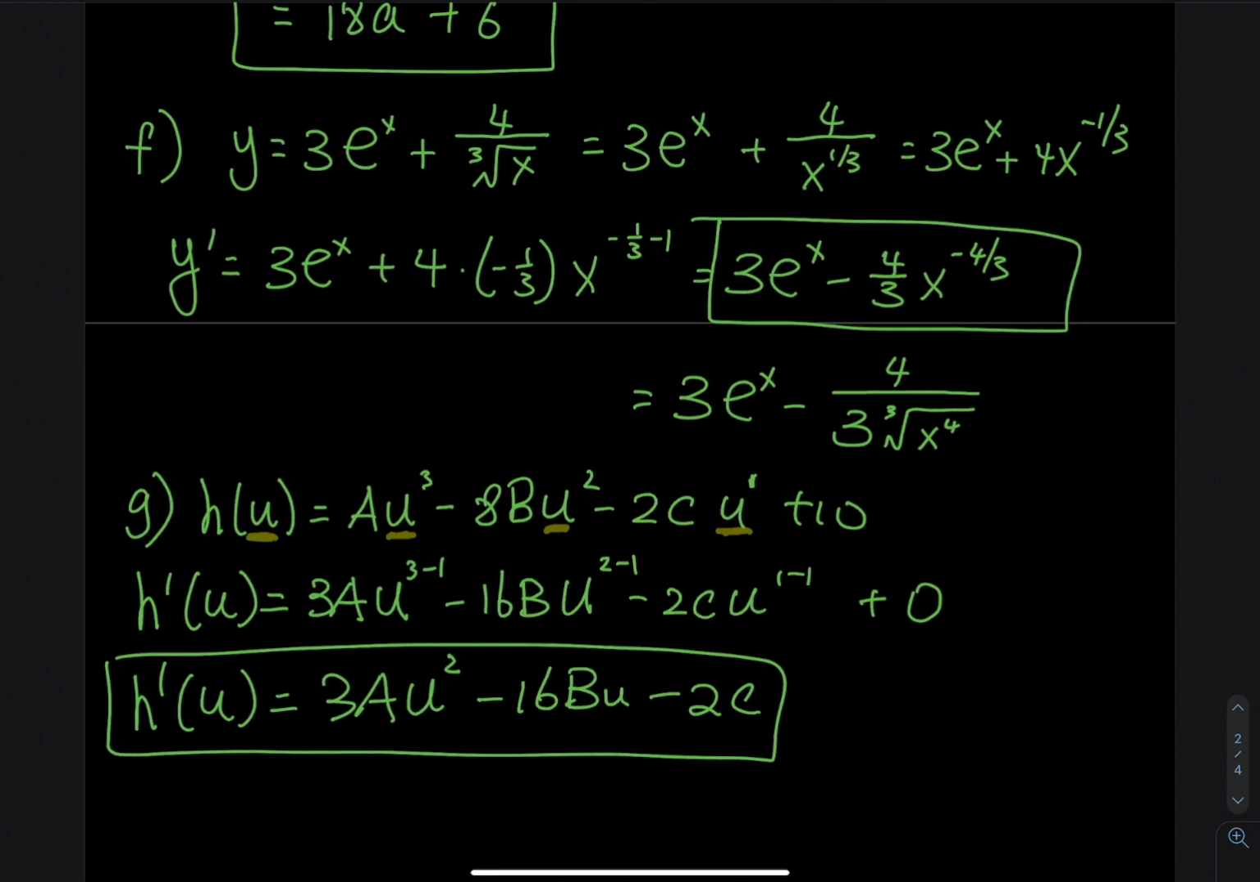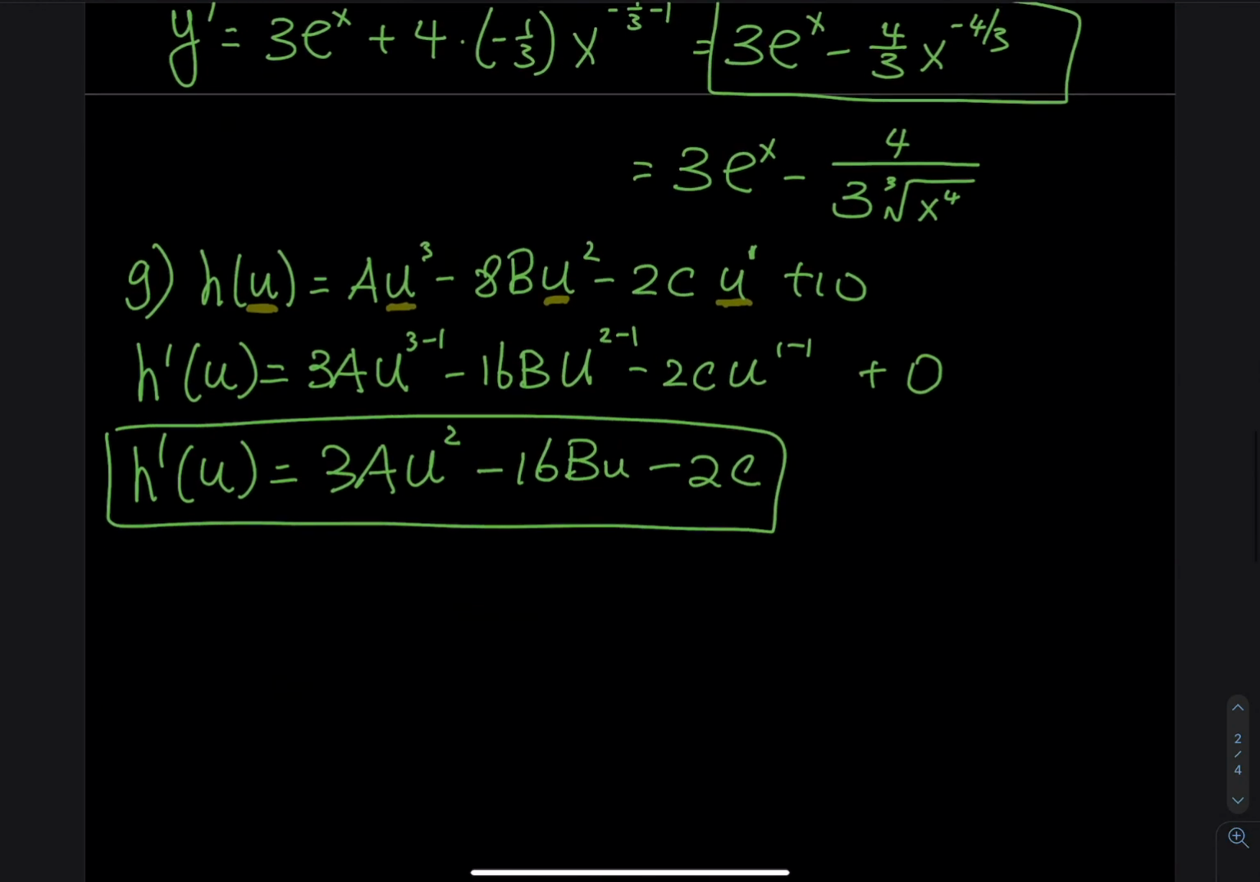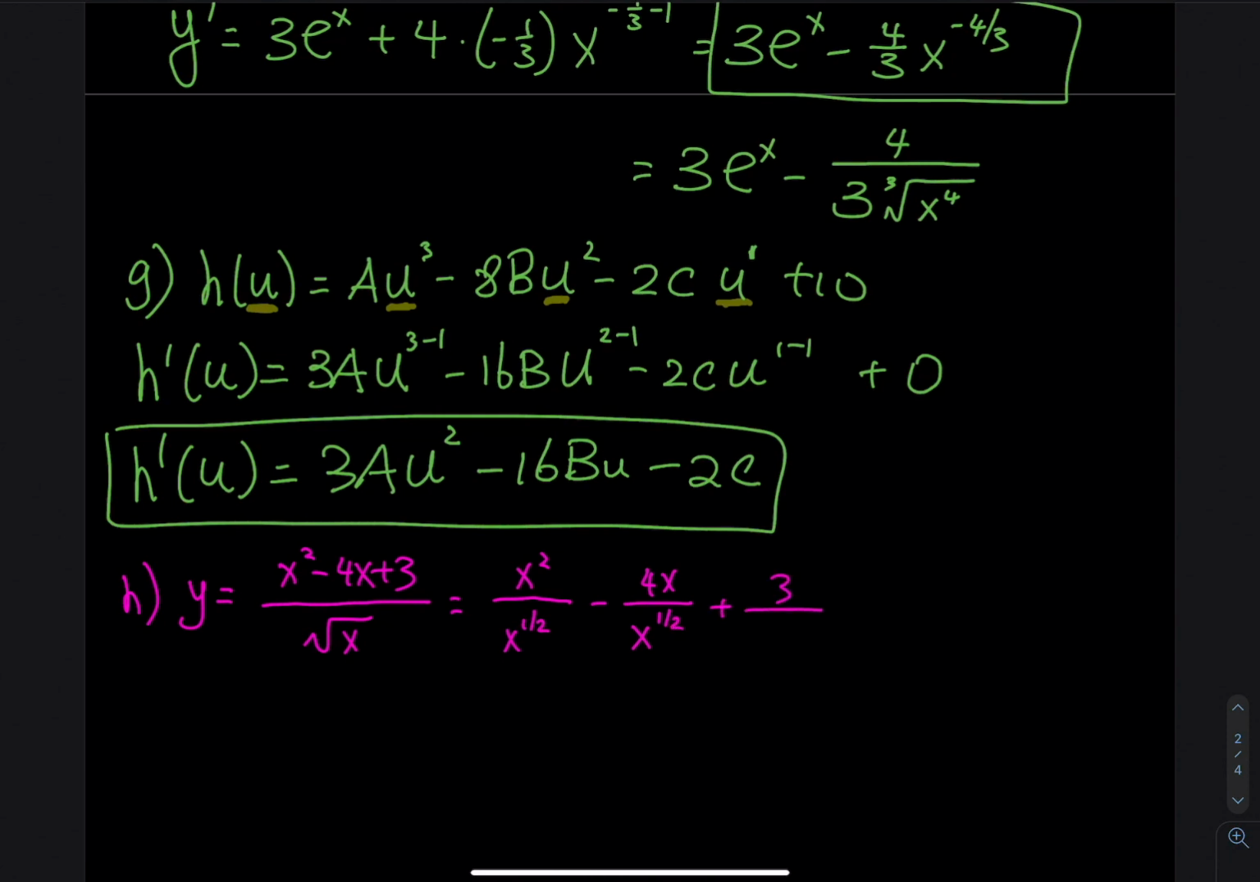All right, moving on to a more complicated problem. Let's change colors for that. So part H, we have y equals x squared minus 4x plus 3, divided by the square root of x. This one we have to simplify first. So we have x squared divided by x to the 1/2 power, and then minus 4x divided by x to the 1/2, plus 3 divided by x to the 1/2. And then we have to simplify the power.